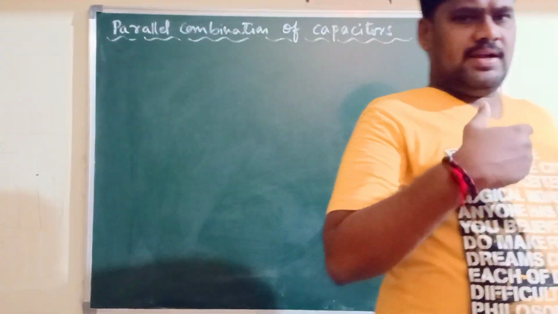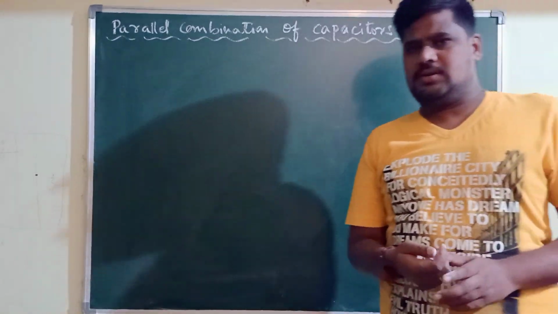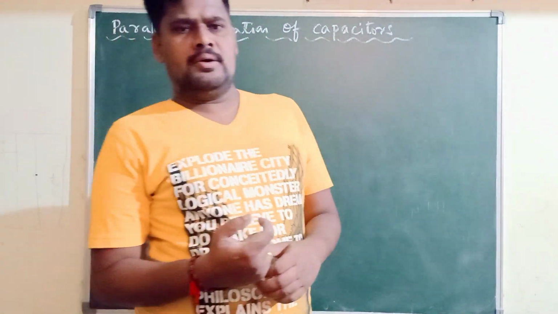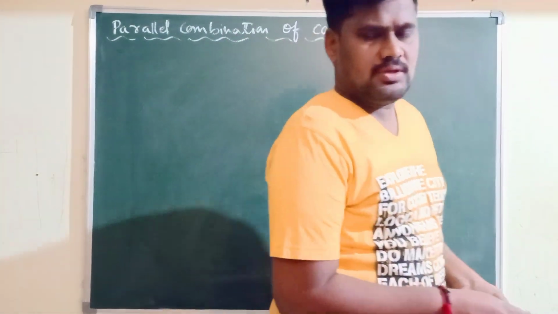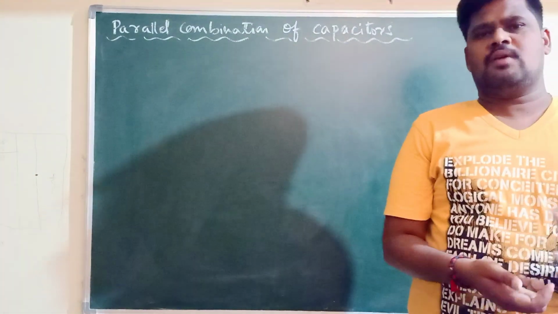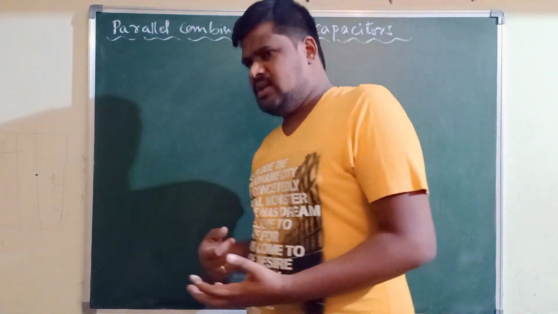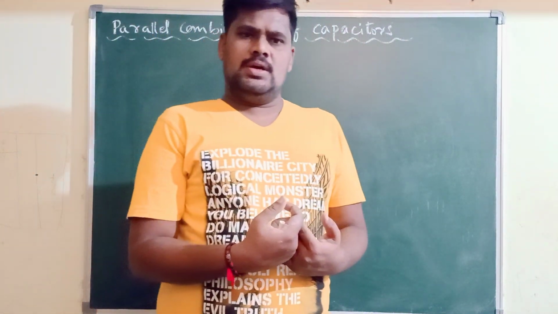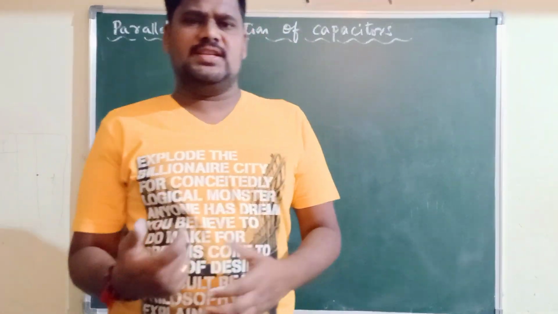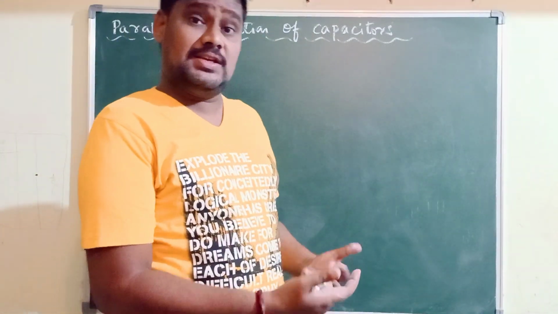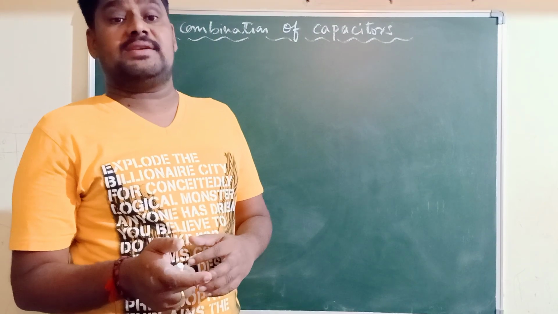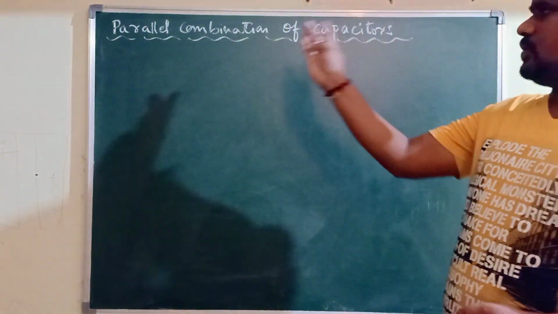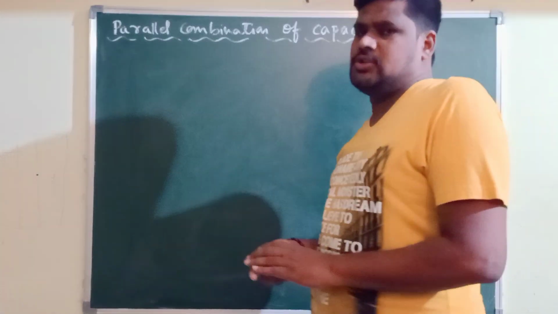So as I discussed in the last session, in order to get minimum capacitance, we are connecting the number of capacitors in series. The purpose of using the series combination of capacitors is to get minimum capacitance out of a number of capacitors. So in which situation are you going to use the parallel combination here?